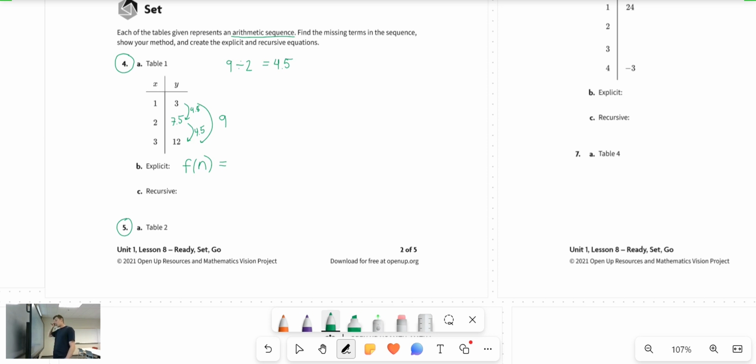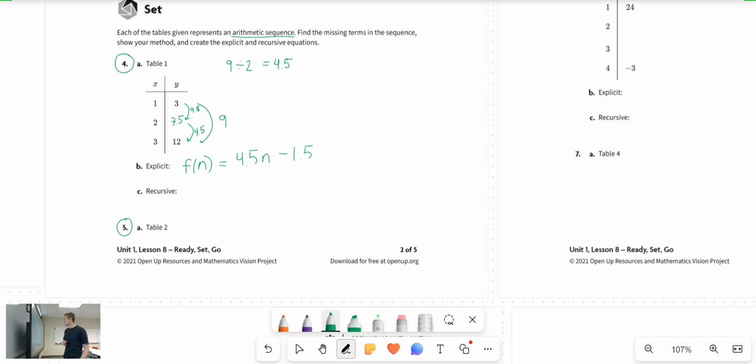Let's first write, what would our starting value be? Well, we know that 1 goes to 3, but our jump is 4.5 each time. So 4.5 is our jump, so 4.5n. And then if we were to plug in 1, we should get 3. So if we plug in 1 for n, we'd have 4.5. So we have to actually take away 1.5, minus 1.5.